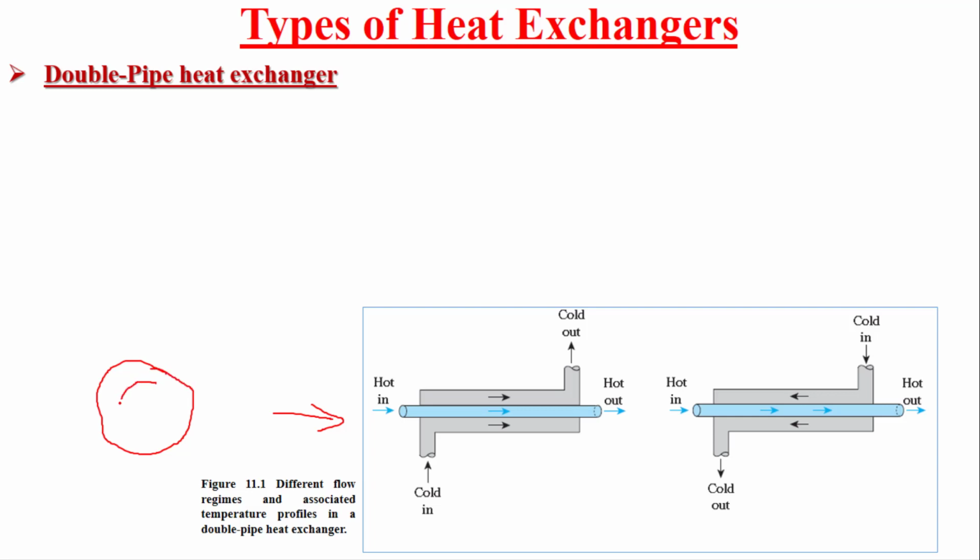Here is the bigger one, and inside it we have the smaller one. The one in blue color is this one, and the one in gray color is this one. So we have one cylinder inside the other bigger cylinder. So we call it either double pipe or concentric heat exchanger. Actually, in this type we have two types of double pipe heat exchanger. Either we have parallel flow, co-current, or counter current.